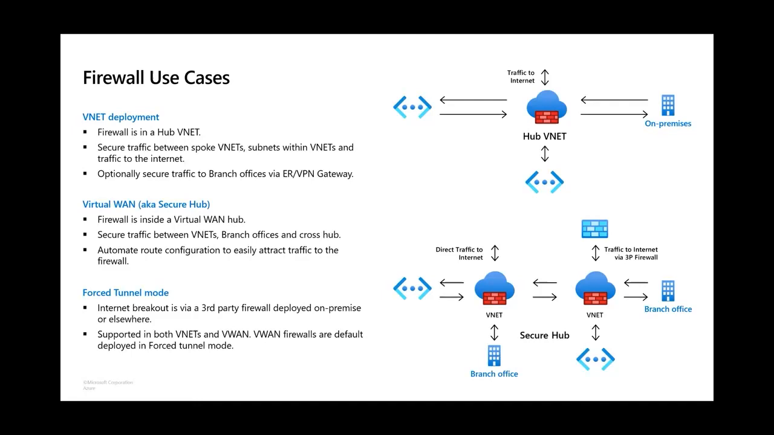And finally, we can also deploy the Azure Firewall in forced tunnel mode, where further inspection or internet breakout is handled by a different firewall or third-party firewall that's located on premises or elsewhere. So you need to send the traffic to a next firewall to do some additional inspection, and that way you can deploy it by using the forced tunnel mode.